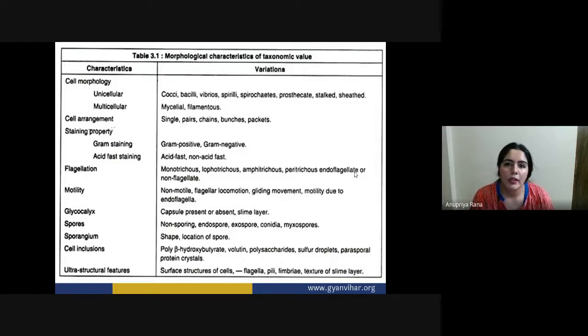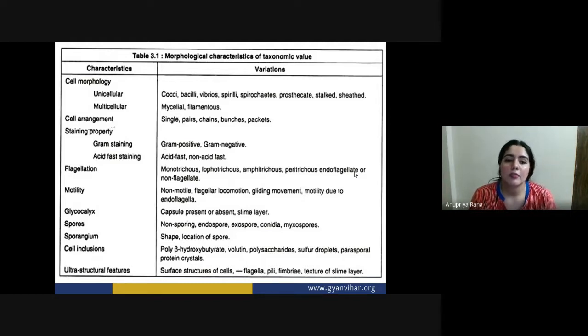So, the morphological characters of taxonomic value. We will take it one by one. First is the cell morphology. On the basis of this whole cell morphology, we have unicellular and multicellular. We all know the species, or even the bacteria, can be unicellular. If we want to see what kind of unicellular bacteria and how we place them: cocci, bacilli, vibrio, spirilla, clostridia, stalked, sheathed, they all are bacteria which we consider as unicellular.